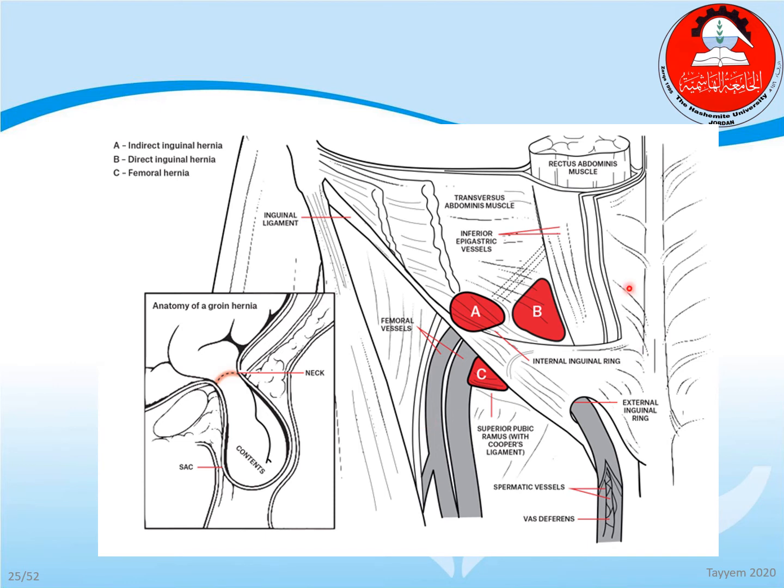And this slide shows you the areas of weakness in the anterior abdominal wall in the groin. So this is the site of the indirect hernia through the deep ring. Here is the site of the direct hernia, which is through the Hesselbach triangle, and the landmark is the inferior epigastric vessel. Here is the site of the femoral hernia, which is usually below the inguinal canal and medial to the femoral vessels.